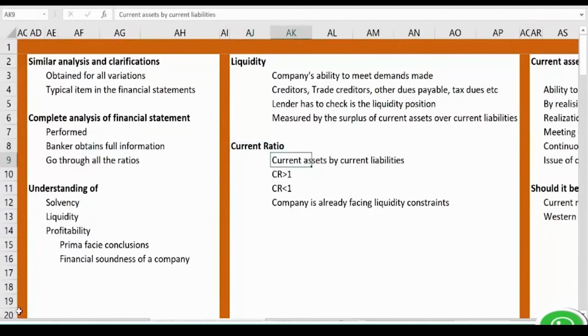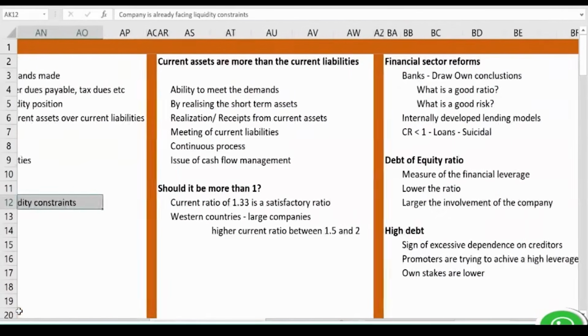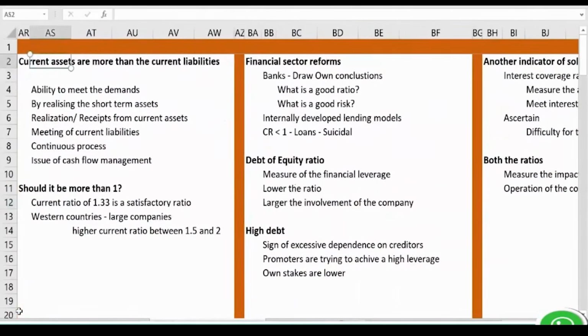This ratio is calculated as current assets divided by current liability. If the current ratio is greater than 1, then we can say there is liquidity. If the current ratio is below 1, there is absolute liquidity strain. The company is already facing liquidity constraints. Now let's see this. When current assets are more than current liability, we can conclude that the company has the ability to meet the demands.